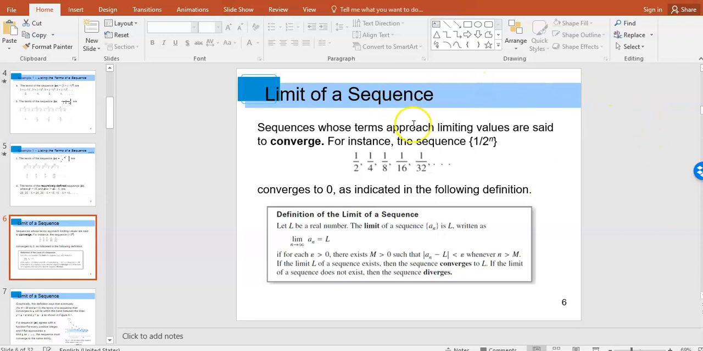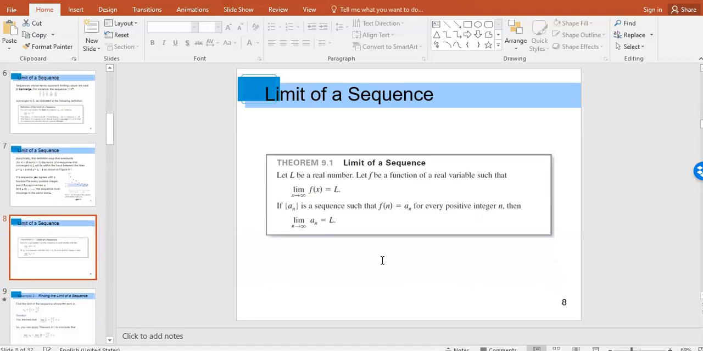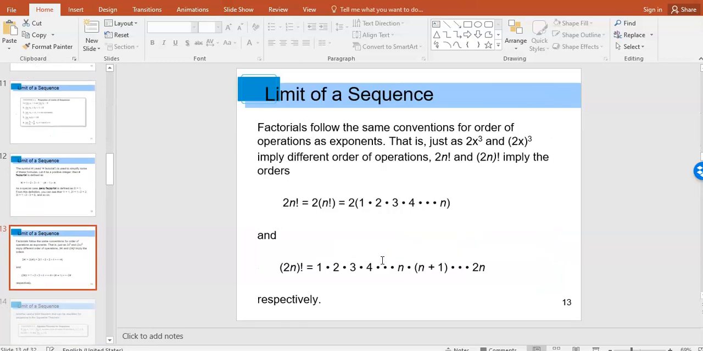So, a sequence whose terms are approaching a limiting value is said to converge. Okay? So if it goes on forever and ever, then that will be divergent. Okay? So here it says, let L be a real number. The limit of the sequence is L, written in this format, if for every epsilon greater than 0, there's an M greater than 0 such that the absolute value of a sub n minus the limit is less than epsilon. So here what it's saying is we're just looking for the limit. Okay, I'll show you right now how we're going to find that. Here are some examples.